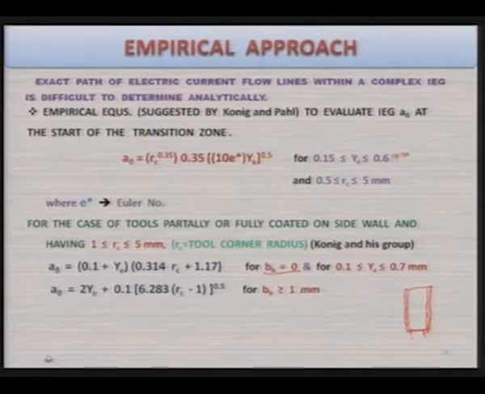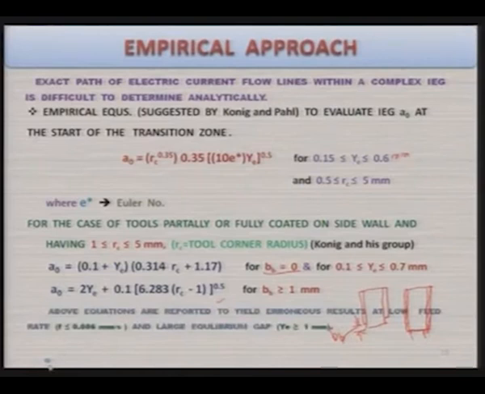Now, if BB is greater than or equal to 1 millimeter, then this is the equation that they have proposed. That simply means, as you can see here, say suppose this is the tool, then this is coated up to this particular point, and this bare length of the tool is known as BB, bare bit length, and this should be greater than or equal to 1 millimeter, then this particular equation holds good.